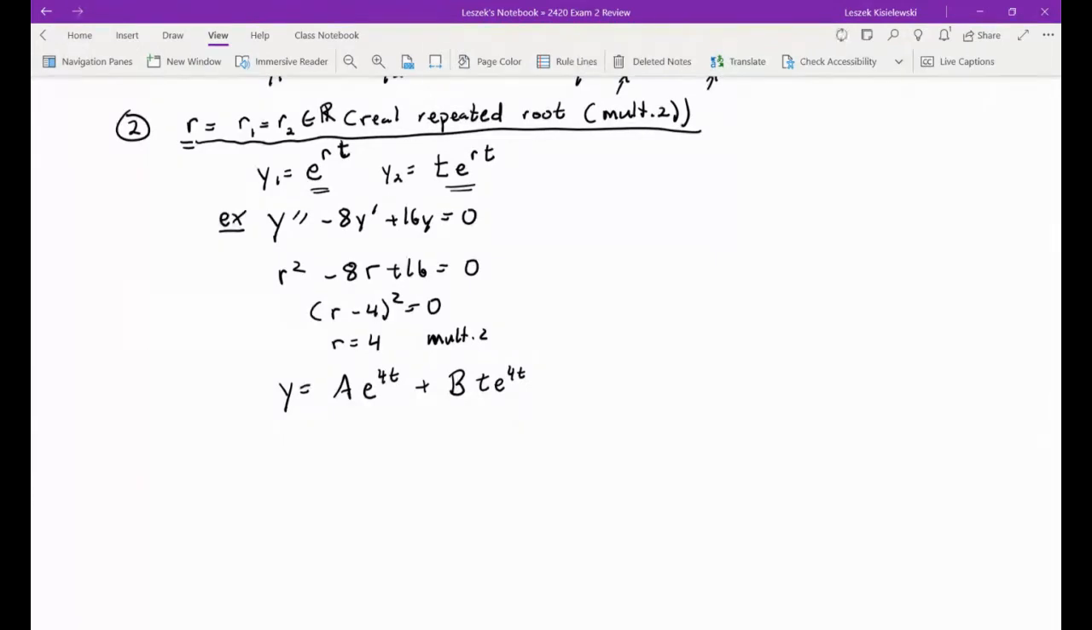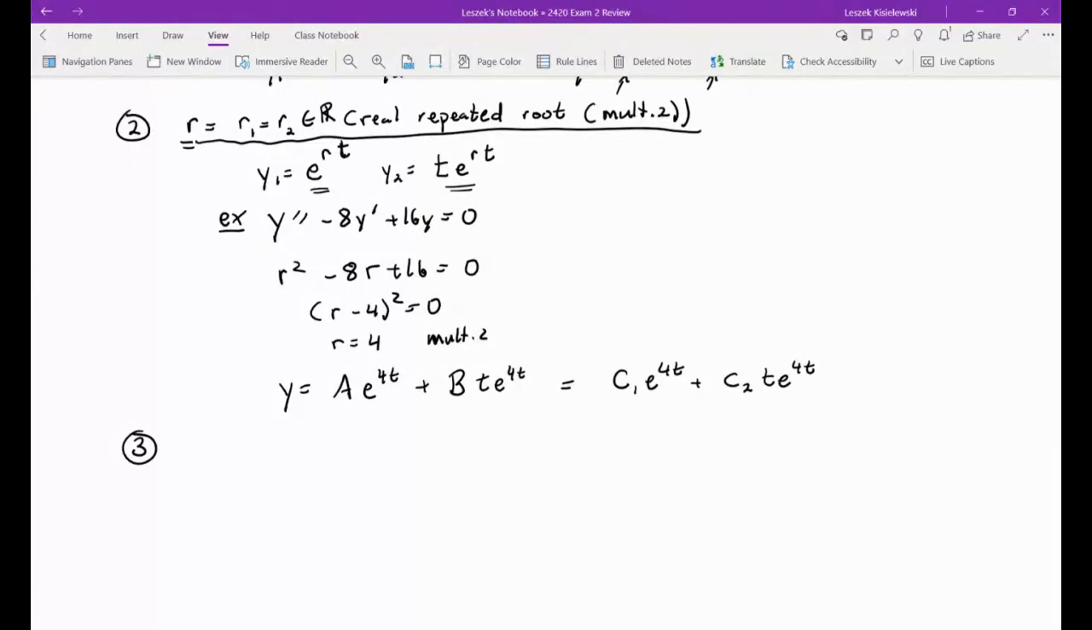Okay. And the third case, yes, thank you. So often, right, they'll just write this as a combination of the fundamental solution set for the general solution. Instead of A and B, they use C1 or C2 or something like that. So if that's what you're used to, for sure.